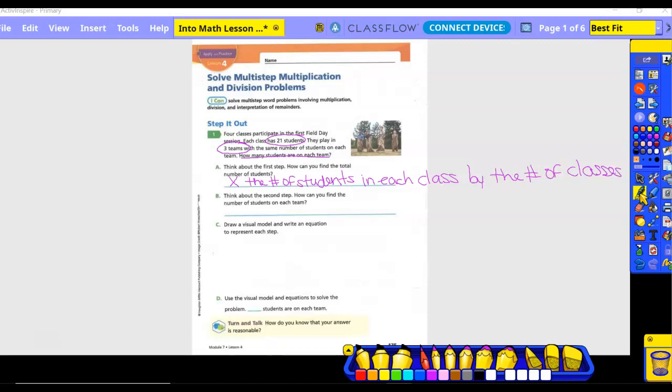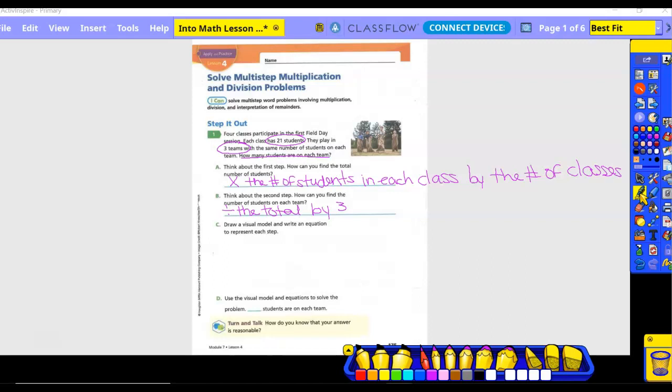Letter B. Think about the second step. How can you find the number of students on each team? So that you would do what? Divide. Okay, so divide the total by the number, divide the total, which is the number of students, by 3, right? Okay, so draw a visual model and write an equation to represent each step.